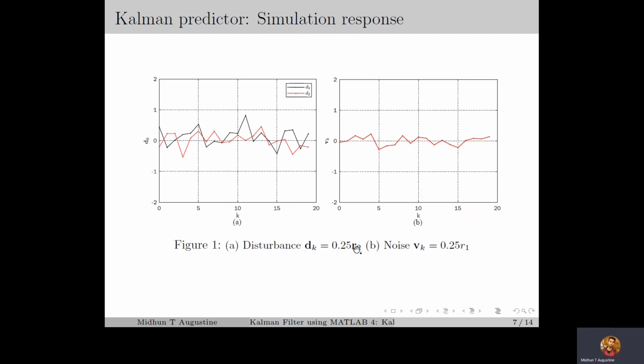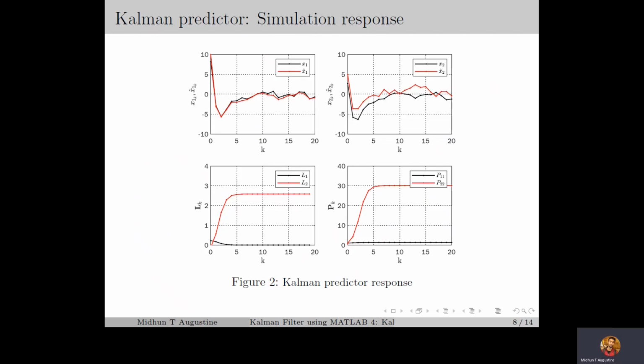Now, to obtain dk, we multiply R2 by 0.25 and similarly vk is 0.25 times R1. This implies around 68% of the time the disturbance d1k, d2k and the noise vk will take values between -0.25 and +0.25.